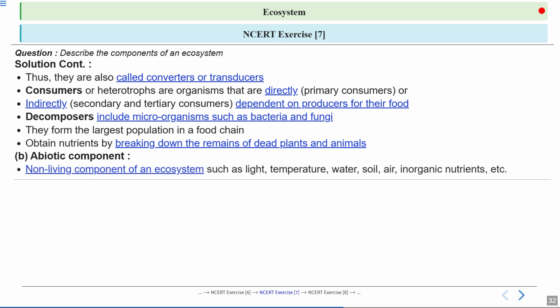Next one is the abiotic components. These are the non-living components of the ecosystem, so the light, temperature, water, soil, air, inorganic nutrients, etc.